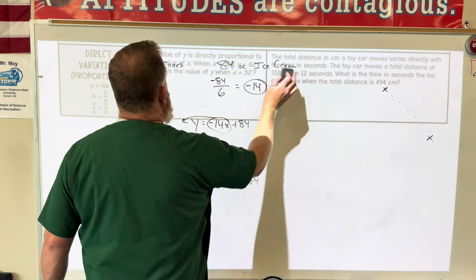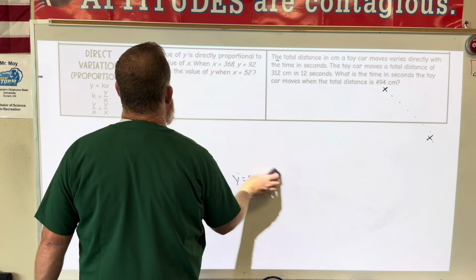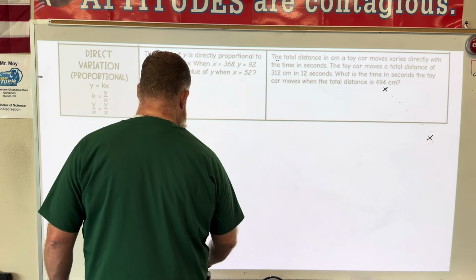The value of y is directly proportional to the value of x when x is 368 and y is 92. What is the value of y when x is 52?